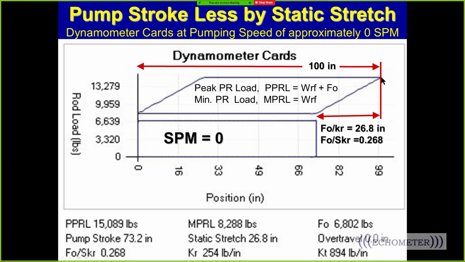And then at the top of the stroke, we've got 100 inches on the upstroke. The rods unstretch and transfer the load back onto the tubing. Tubing's anchored, and so now the pump stroke is exactly 26.8% less than the surface stroke. And since we're going at 0 strokes per minute, we've lost 26.8 inches of surface stroke to stretch, and there's no over travel. So you have a theoretical rectangular pump card, and the pump card stroke is 100 inches minus the static stretch.